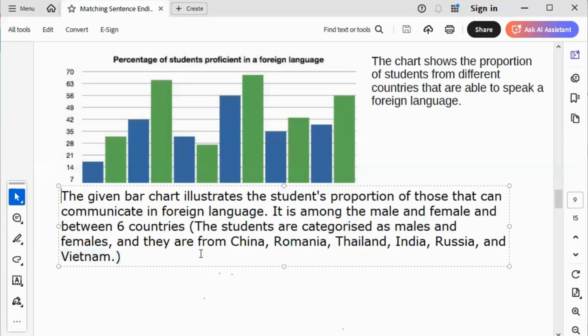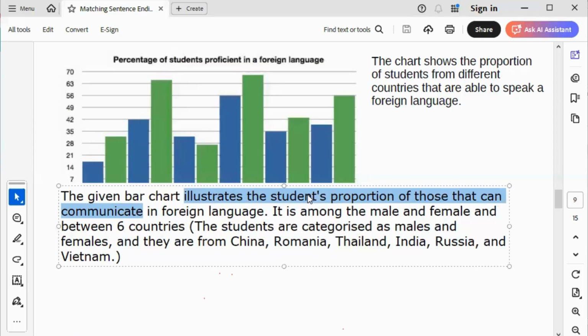Now, let me say something here. You see this thing that the person wrote here? Where is it now? Look at this sentence here. The given pie chart illustrates the student proportion of those that can communicate. Student proportion of those that, you see this sentence here? The reason for this sentence, why it's problematic.